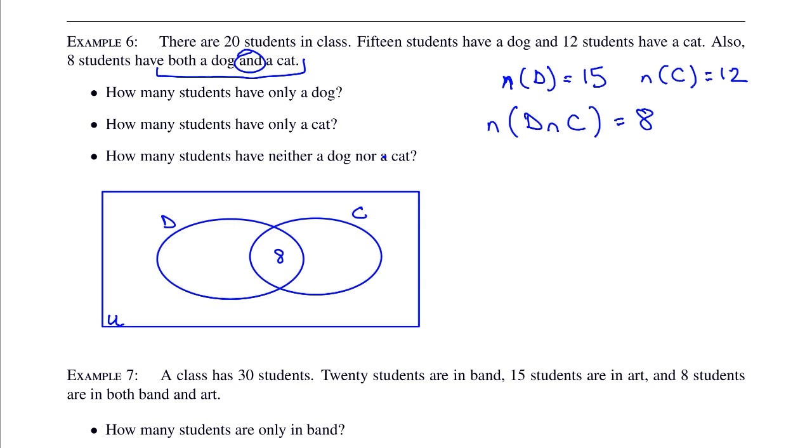Now which one do you want to do next? Dog or cat? You want to do cat next. The number of students with a cat is 12. How many go here? 4. Because the whole circle represents all 12. I've already accounted for 8 of them, so there are 4 students that go out here. Same thing with the dog. There are 15 total students with a dog. I already have 8 of them. How many other students are there? 7.